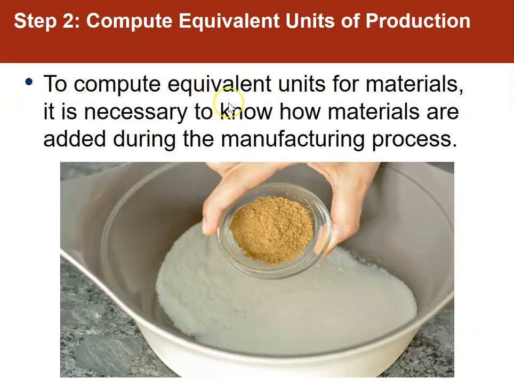So it says here to compute equivalent units for materials, it is necessary to know how materials are added during the manufacturing process. This is an absolutely true statement. I will tell you that for an accounting 2 or beginning sophomore level managerial accounting class, most of those questions, at least that I would give in those type classes, which is kind of how this video is structured, the materials are going to be added at the beginning of the process. So you're going to see a lot of examples where production is 100% complete as to materials.